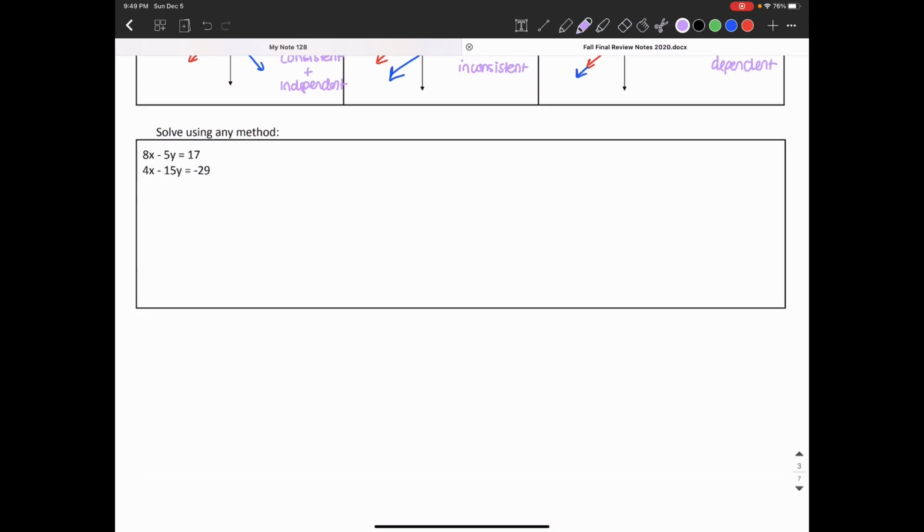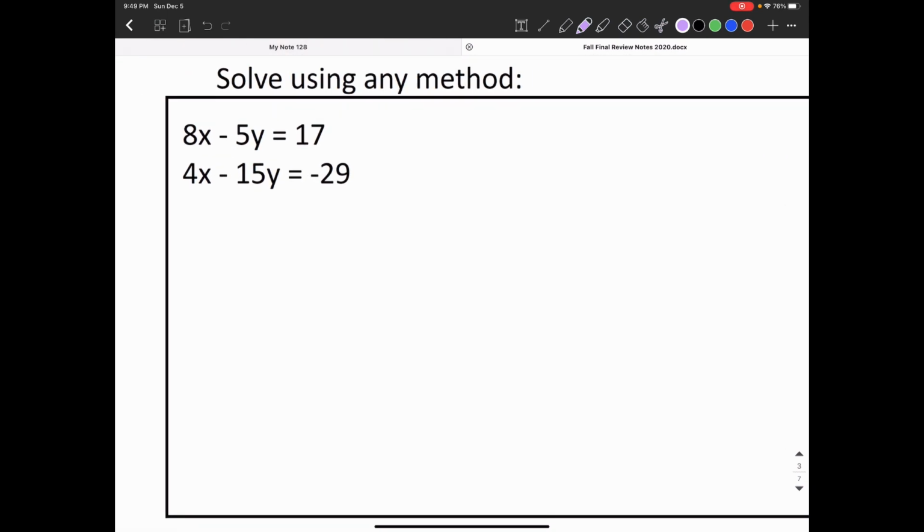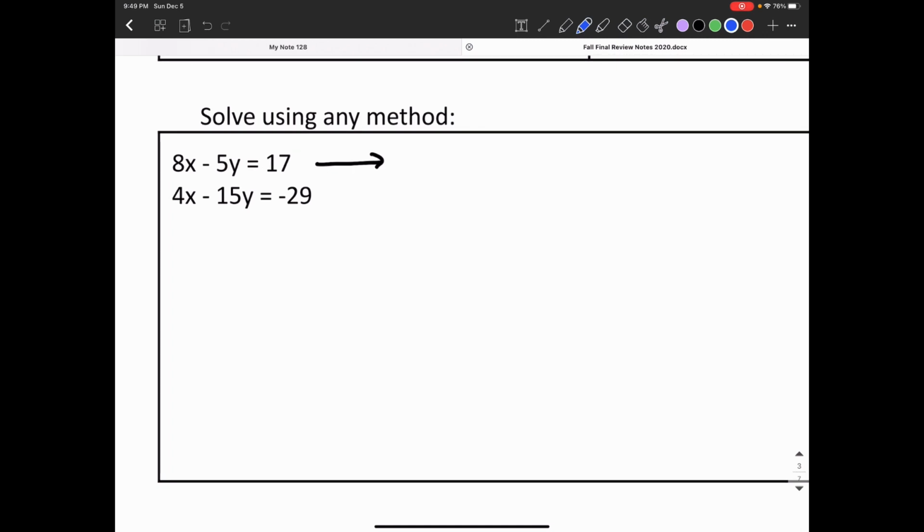I want to do an example of solving a system. So I'll have maybe 8x minus 5y is equal to 17, and 4x minus 15y is equal to negative 29. And I want to solve for x and y. I want to use elimination, so I want to add these two equations together and cancel something out. Right now, I can't cancel anything. 5y and negative 15y don't cancel. 8x and 4x don't cancel if I add them together.